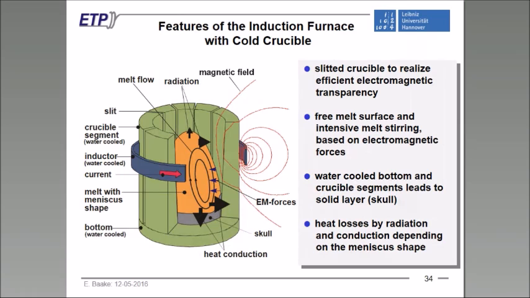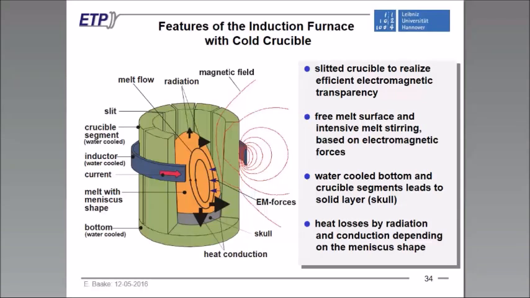Let's come to another application which is used in industry beside the classical one for mass production. This is the induction furnace with cold crucible, which is used for the melting of titanium, for example, or the melting of nickel superalloys. As you can see here, in this case we don't have a ceramic crucible, but we have a water-cooled copper crucible, which is slitted in order to realize a kind of electromagnetic transparency. We have the inductor around this crucible, and the crucible itself and the bottom, of course, is very intensively water-cooled.